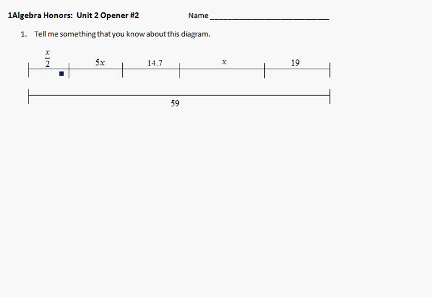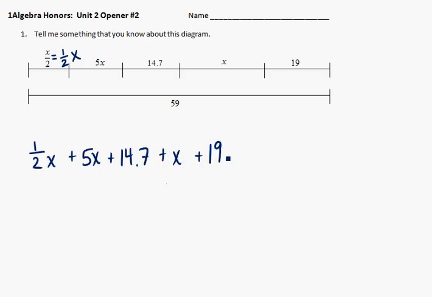When I see x over 2, sometimes that can be difficult to work with, so let's think about that in an equivalent way. If I take x and divide it by 2, that's actually the same thing as taking half of x. And I think if we write it that way, it might be easier for us to work with later. So let's take all of our little line segments and add them up to form an expression that represents the length of our big line segment. We have 1/2 x plus 5x plus 14.7 plus x plus 19.